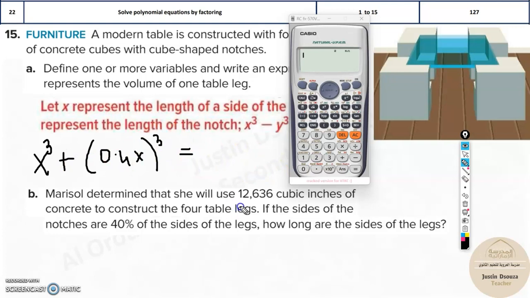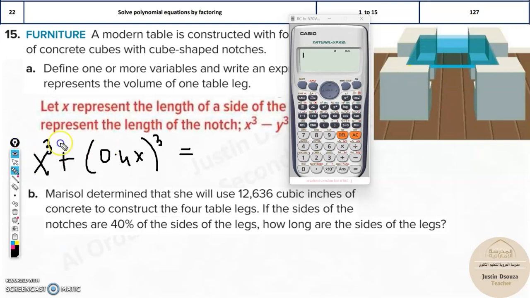Now, why is this plus? They have told us to construct the 4 legs, and this is the total thing for the entire leg, so you have to include everything. They're not asking only for the legs excluding the notches. In the earlier question, about the volume of the table leg with the cube notch, we had to write the concrete cube and the notches separately as an equation. But now we are dealing with the total volume, isn't it? This is the total volume for all four legs.